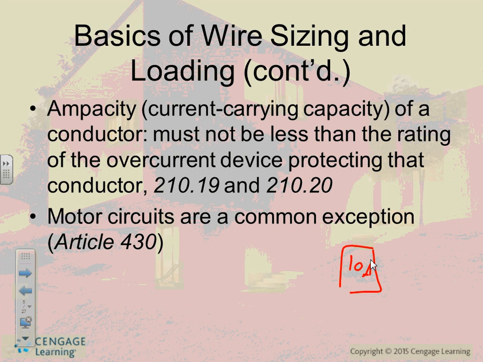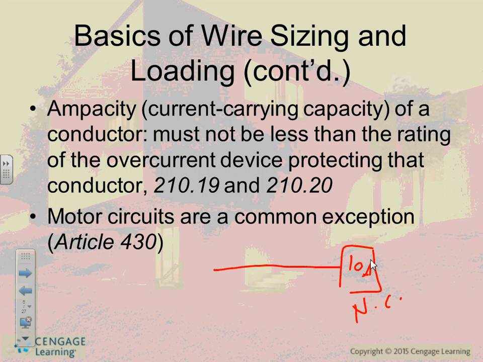If it runs for 3 hours continuously, it's continuous. If it doesn't run for 3 hours continuously, it is non-continuous. So if you have a non-continuous, non-motor load and you need to size a branch circuit for it, look how simple that is.